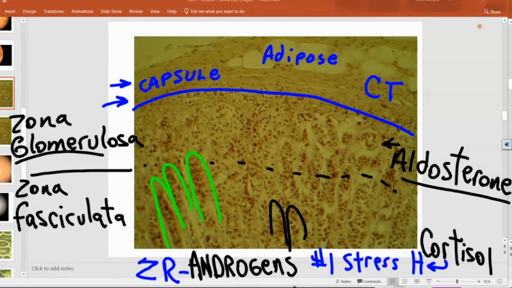Because one kind of question that's real easy, remember we don't always have pictures. I could easily have a question that says, what hormone is produced from the zona fasciculata? Cortisol. A different question. What hormone is produced by the zona glomerulosa? Aldosterone. What hormone is produced by the zona reticularis? The androgens. Go ahead and look on your handout for this next one. The adrenal medulla makes which hormones? Oh, epinephrine and norepinephrine.